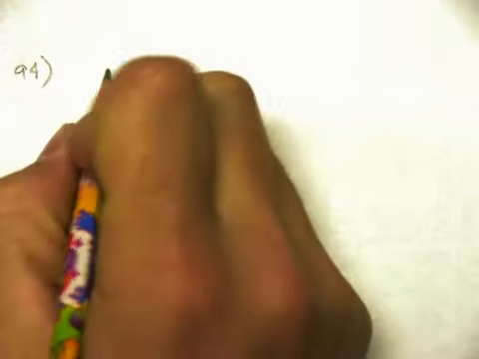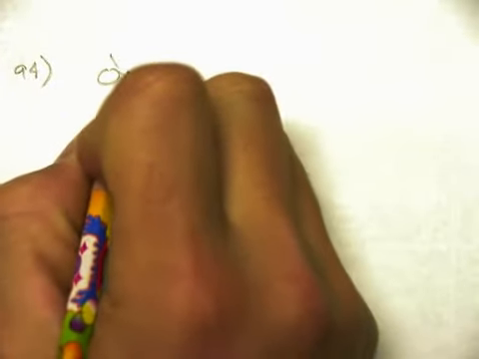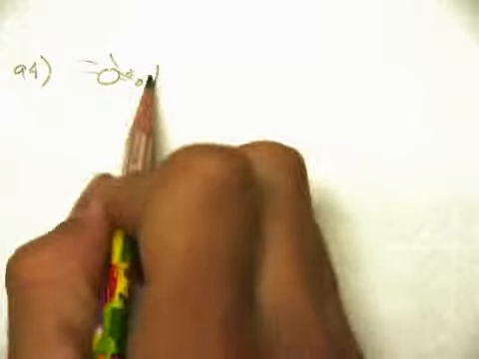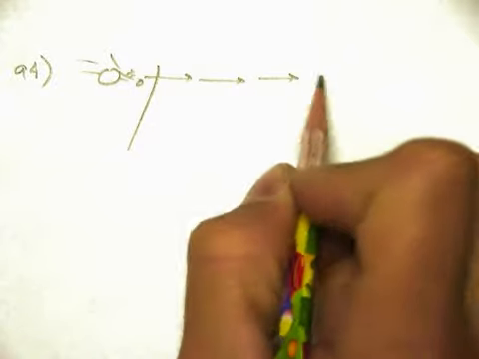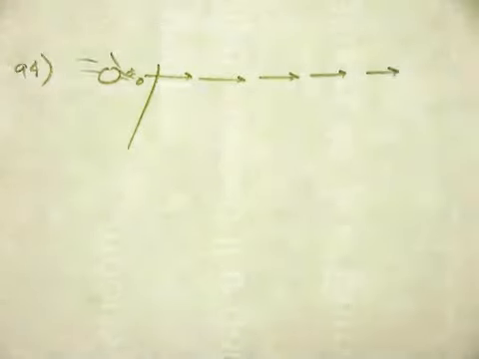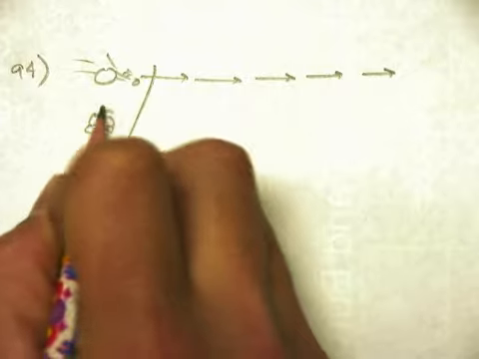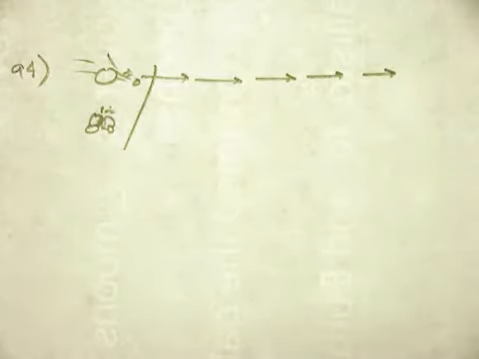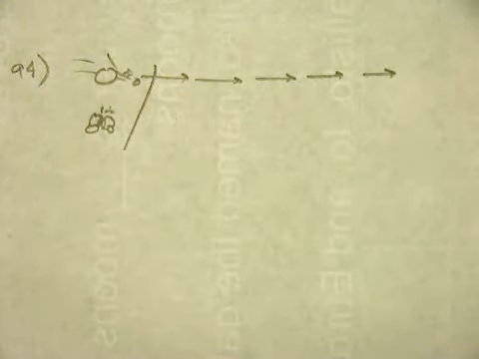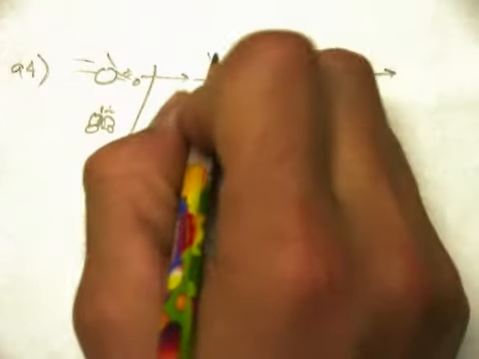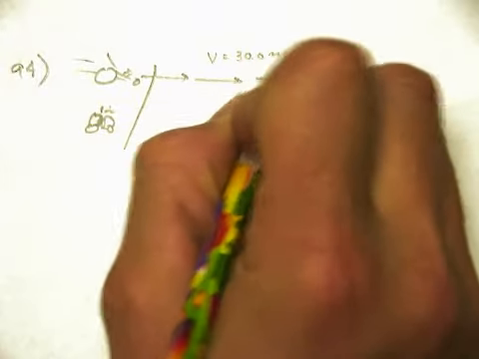Alright, number 94. Number 94 is probably the hardest problem in the whole homework set. It says a speeding car is traveling at a constant speed when it passes a stopped police car. So here we have a speeding car. It's traveling at a constant speed and it passes a stopped police car. And this is traveling at 30 meters per second.